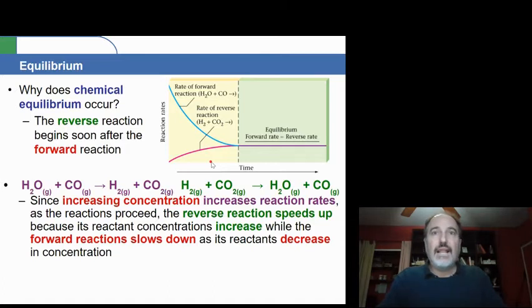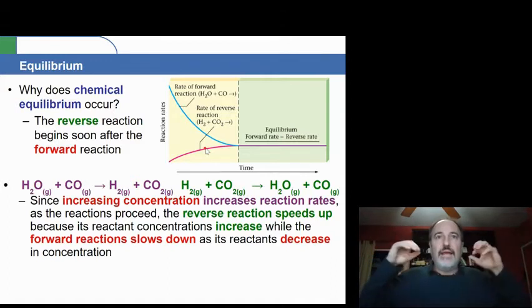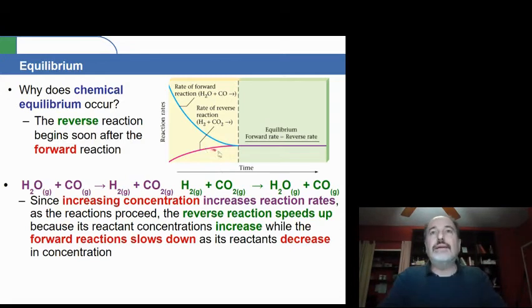All right. At the same time, the forward reaction, the water reacting with carbon monoxide, starts off going fast, right? Because they have a lot of reactants. But as it starts to get used up, it slows down. So the forward reaction slows down, the reverse reaction speeds up. And they start to speed up and slow down until they end up going the same rate.